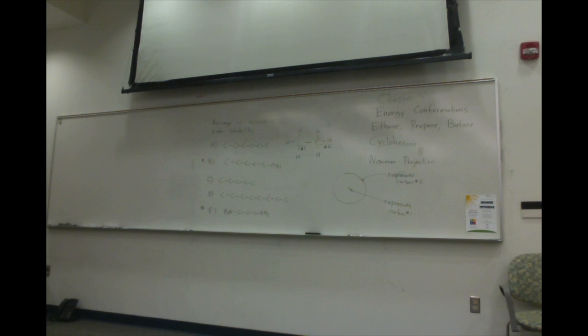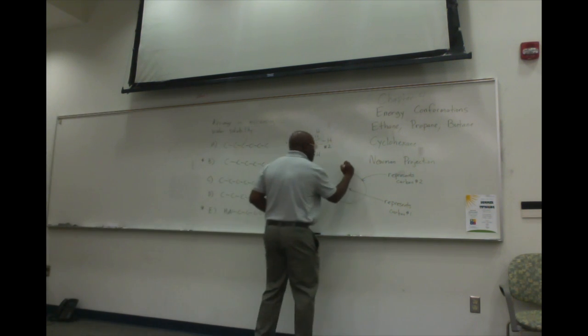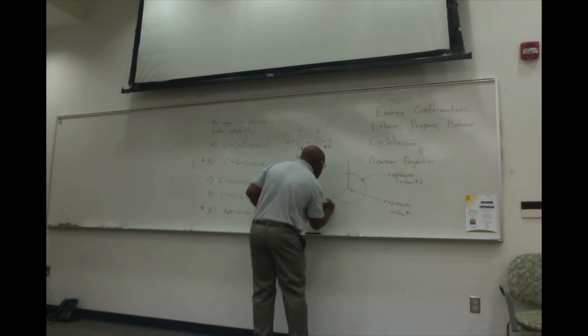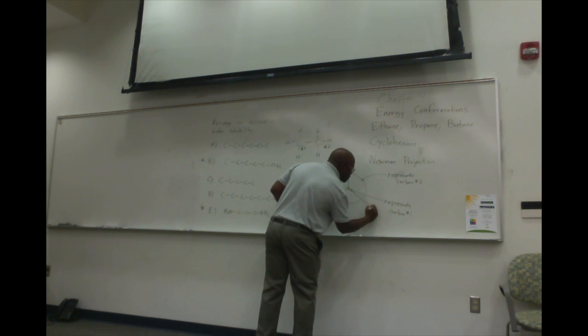We have a dot and a circle. What is attached to carbon number 1? 3 hydrogens. Attached to carbon number 1 are going to be 1, 2, 3 hydrogens.